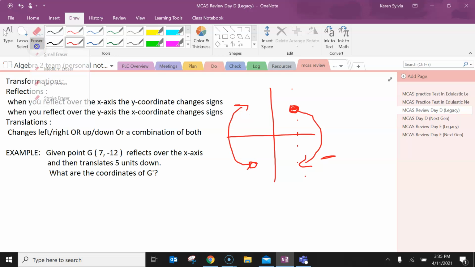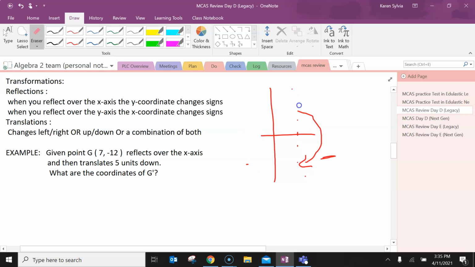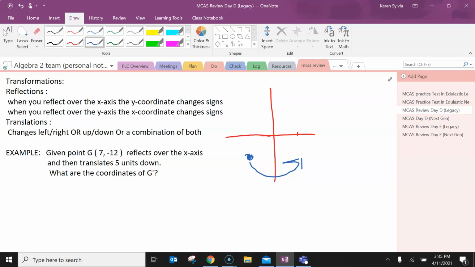And same concept for if it's reflecting over the y-axis. So if I had a point anywhere on the coordinate plane and I wanted to reflect that over the y-axis, I'd have a point here reflecting over the y-axis, makes the x-coordinate the one that changes signs. So if it began as a negative, it would then become a positive, and vice versa.